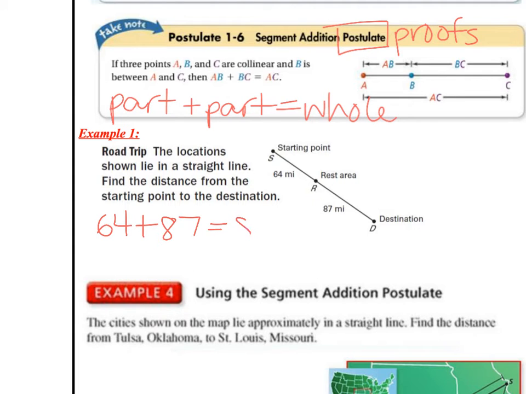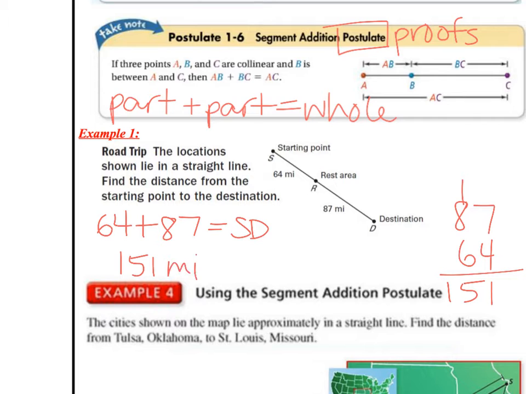Equals would be SD. When I put SD like this, it's saying the length of SD, that segment from S to D. Okay, if we add these up, 87, 64, 11, right? Carry the 1, so 151. Please label it. It's 151 miles, right?